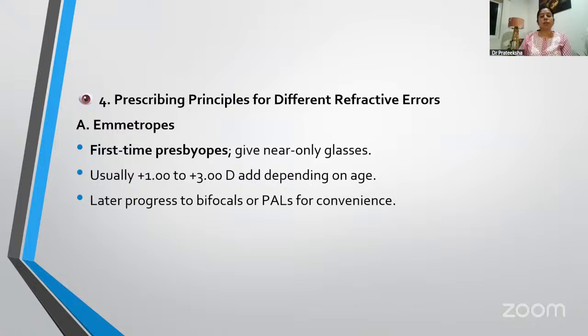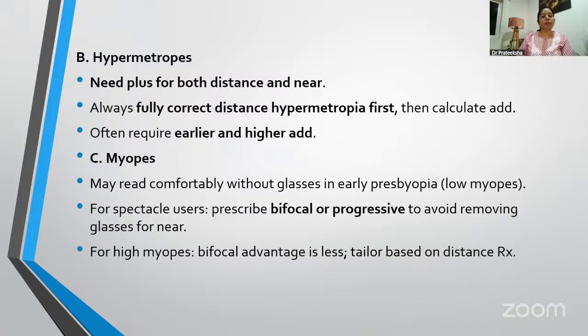Then the prescribing principle for different refractive errors. In the case of emmetropes, first-time presbyopes are given only near glasses, usually 1 to 3 diopters depending on the age. Later progress to bifocals. Then hypermetropes need plus for both distance and near. Always fully correct distance hypermetropia first, then calculate the add. They often require earlier and higher adds. For myopes, they may read comfortably without glasses in early presbyopia. For spectacle users, prescribe bifocal or progressive to avoid removing glasses for reading. And for high myopes, the bifocal advantage is less, tailored based on distance treatment.